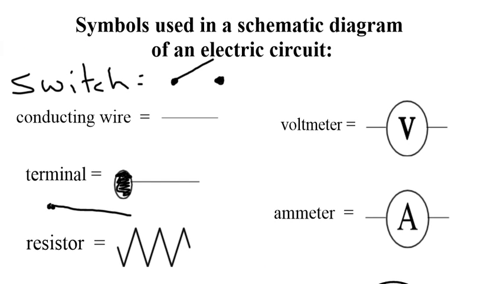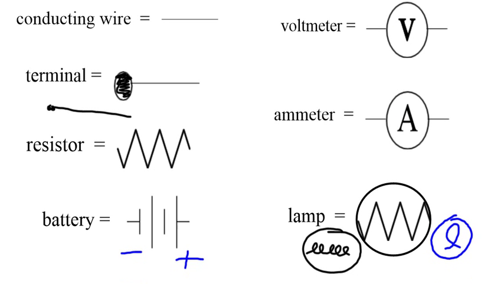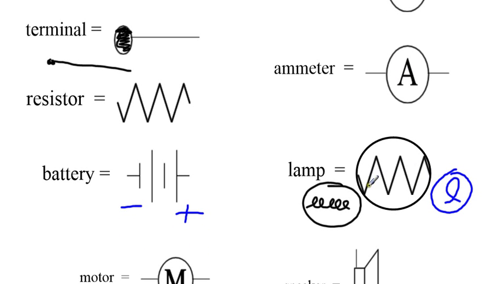You should be familiar with these symbols by now: switches, wires, voltmeter, ammeter, lamp. There are a number of different ways of writing out lamps.